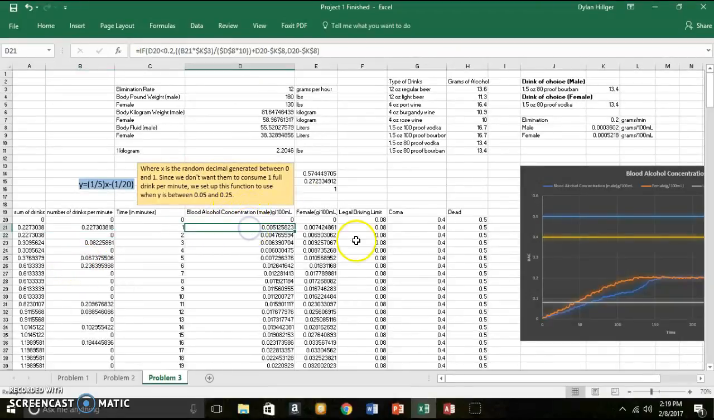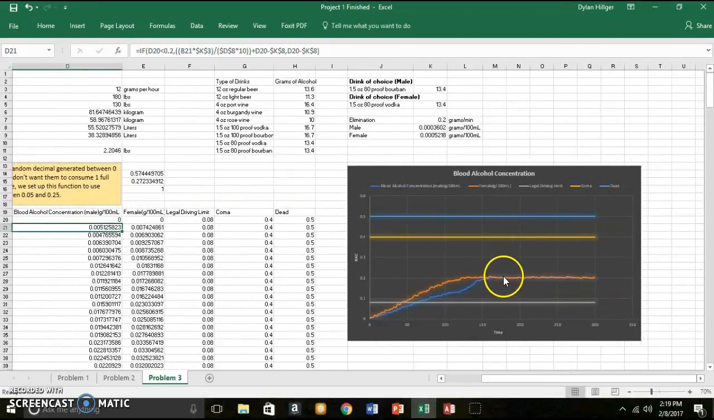And then we use a similar formula like we have in the previous problems, except this one has an if function, where if their blood alcohol content gets above 0.2, we have them stop drinking, and then once it's below it, they start drinking again, because we don't want them to drink too much and die, or maybe get a coma. And then you can see on the graph how it levels out pretty much at 0.2, going up and down, so they're still having drinks.